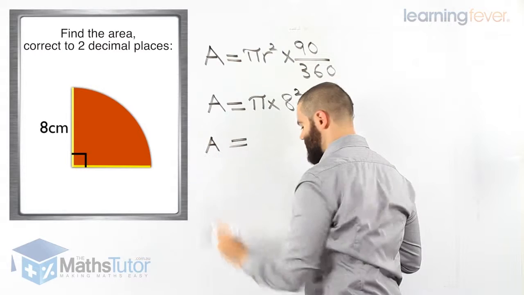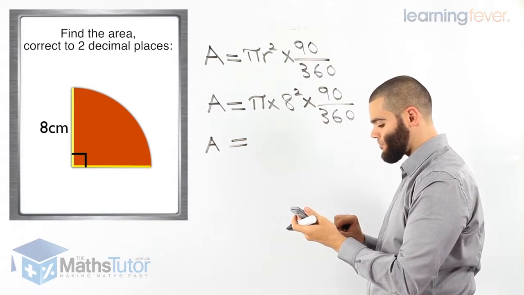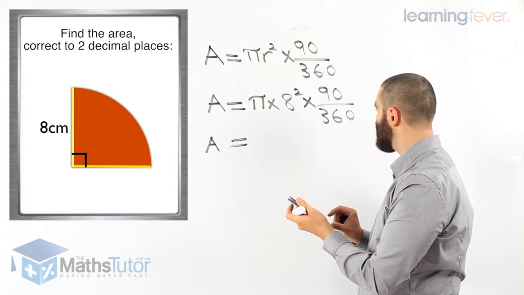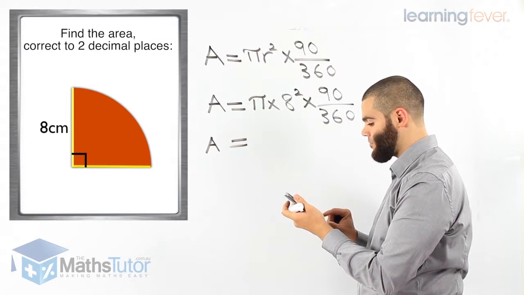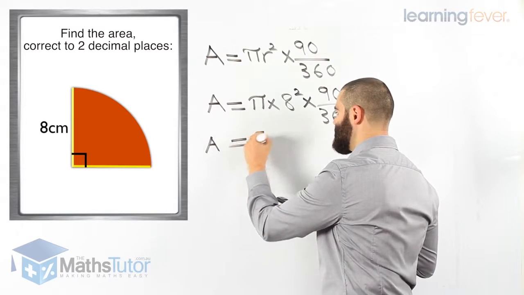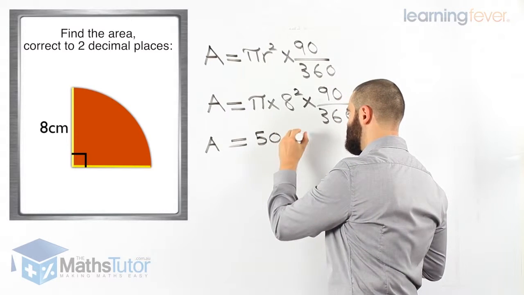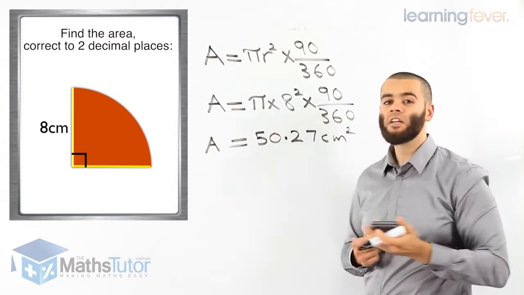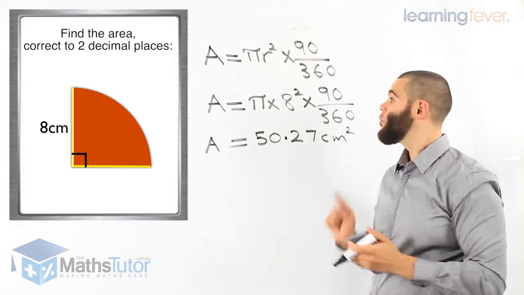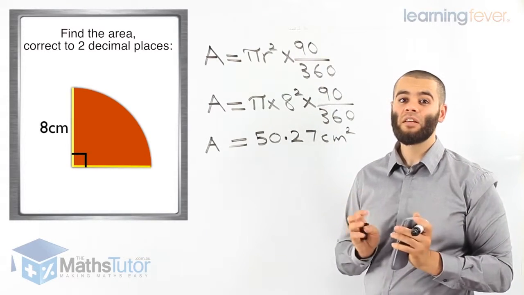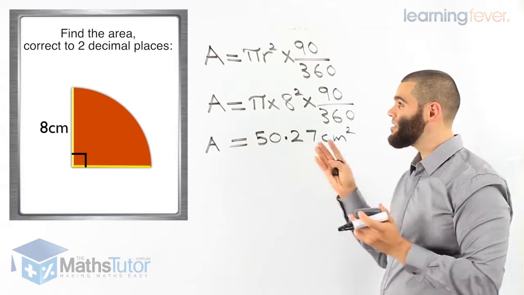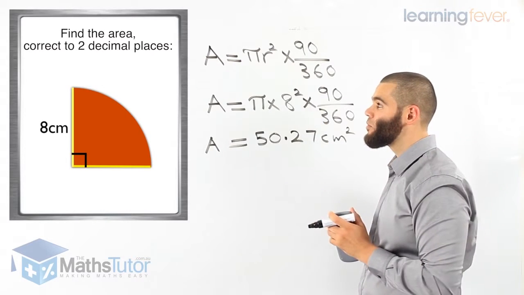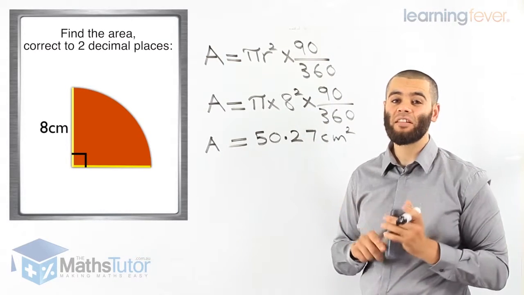Grab your calculator and let's do it. Pi times 8 squared times 90 over 360. Our answer, 50.27 square centimeters to 2 decimal places. Again, we're not finding a full circle, we're finding a part, a portion, a fraction of a circle. In this case, we're only finding 90 degrees. How do we know it's 90 degrees? Because of the mark, the square, which represents 90 degrees.